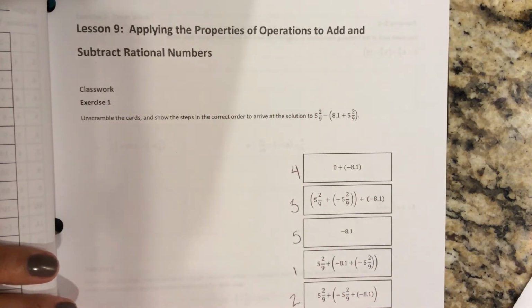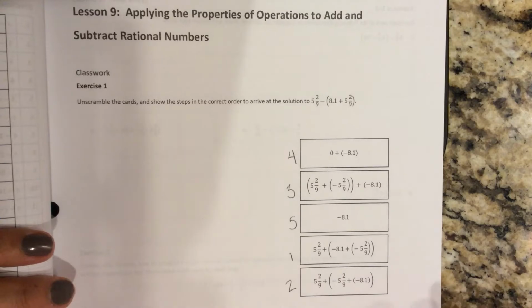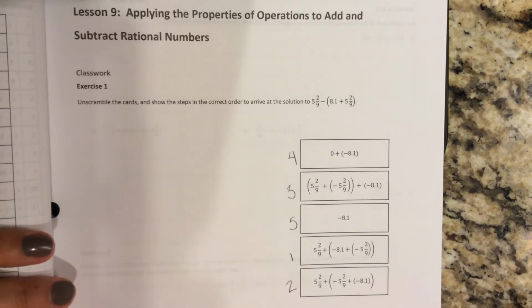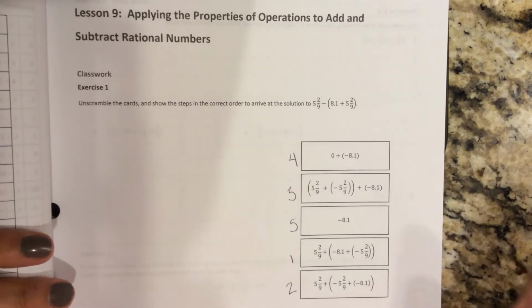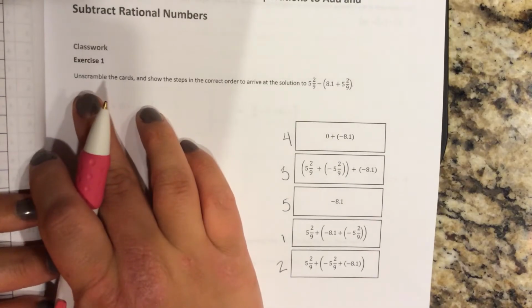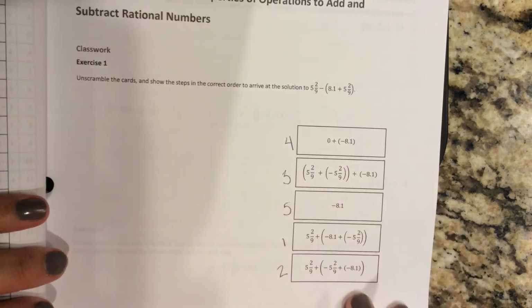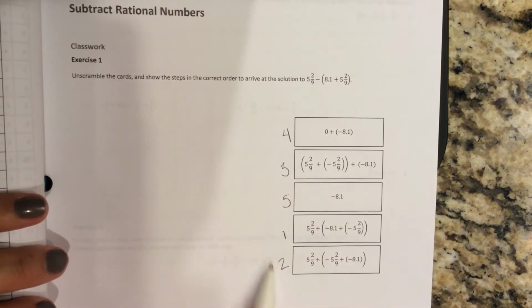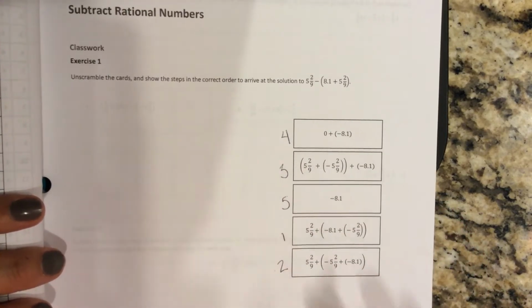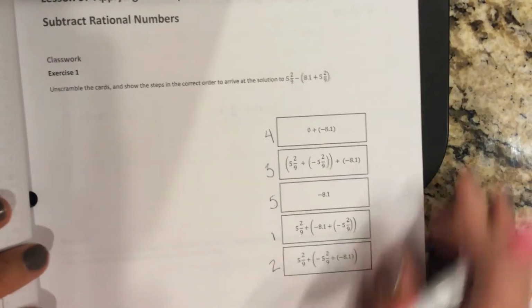So basically, you're adding and subtracting both fractions and decimals, potentially in the same problem. And there's really no right or wrong way to go about solving this problem, so I'm going to give you some freedom on how you approach it. Even though classwork exercise 1 says to unscramble the cards and show the steps in the correct order, here's technically the correct order. This should go first, second, third, fourth, and fifth. But I want to show you that that's not the only way to solve this problem.